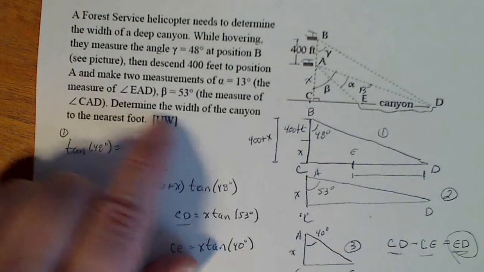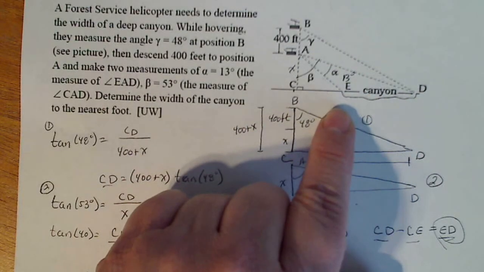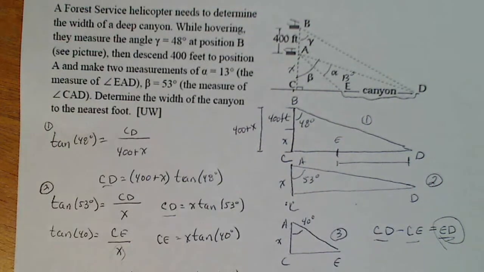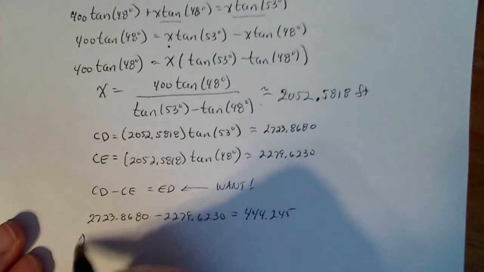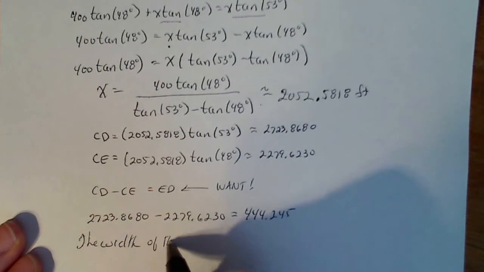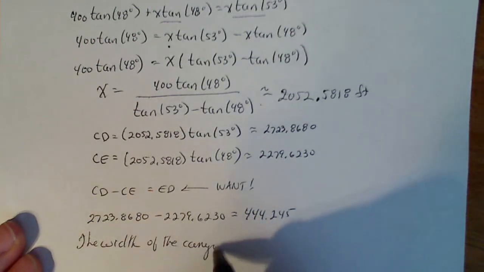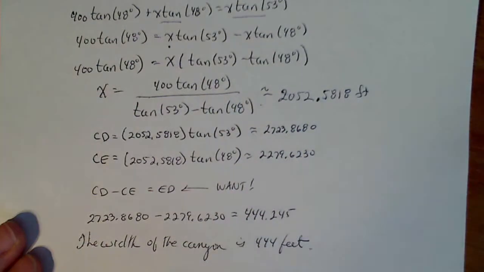Well, let's see what the question asks again. Determine the width of the canyon to the nearest foot. Well, we determined the width of the canyon was the length ED. And so to the nearest foot, I'm going to round it to the nearest whole number. So I would come down here and I would say in a sentence, the width of the canyon is 444 feet. And then I'm done.